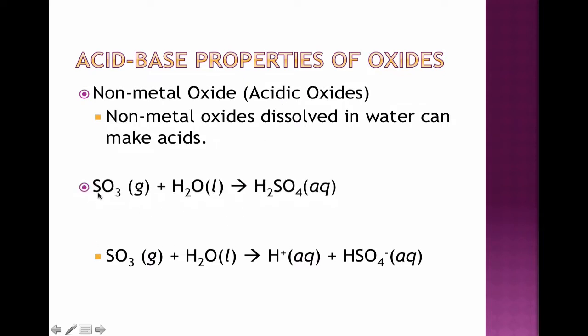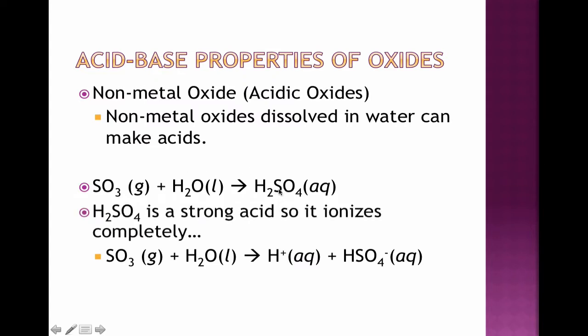What's going to happen is, for our example here, if we take sulfur trioxide and we put it in water, and this is a gas, so maybe we're bubbling this gas through it, we're going to end up with sulfuric acid. And we know sulfuric acid is a strong acid, so it ionizes, and this is actually what happens. The sulfur trioxide bubbles through the water and it forms hydrogen ions and this bisulfate right here. So anytime you have a non-metal oxide, any sort of covalent compound, you're going to form an acidic solution.